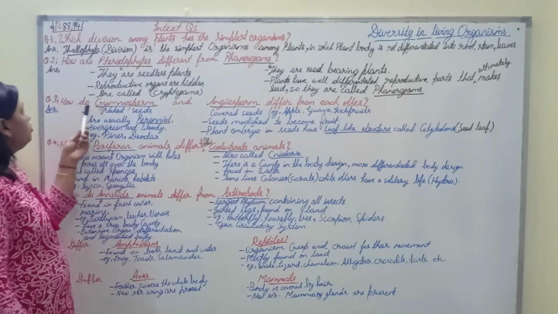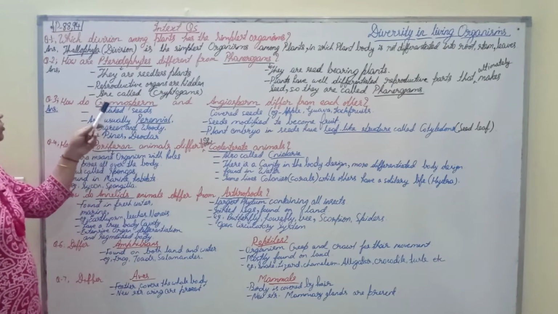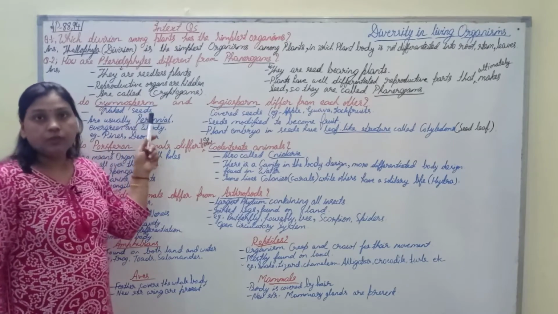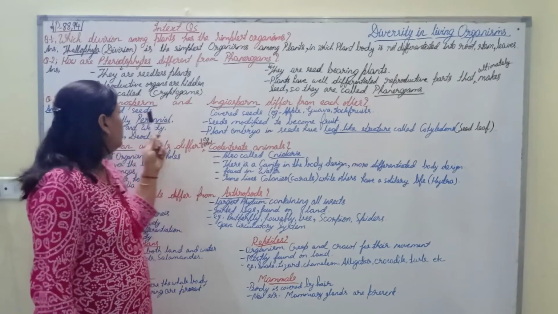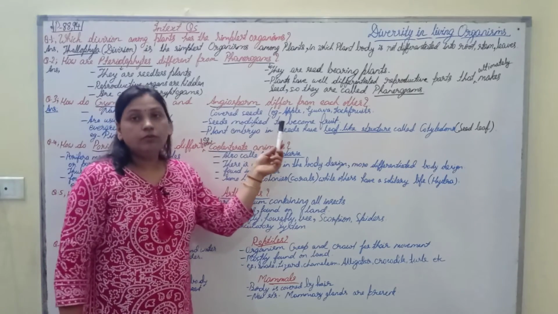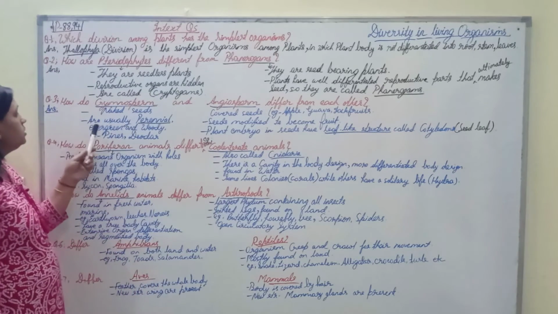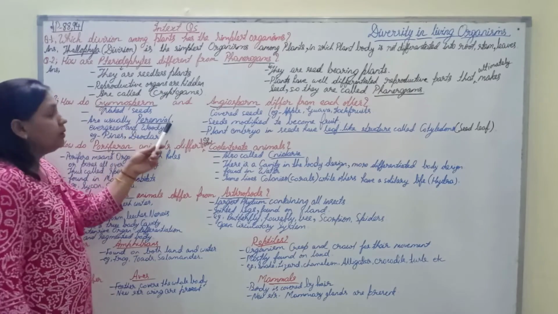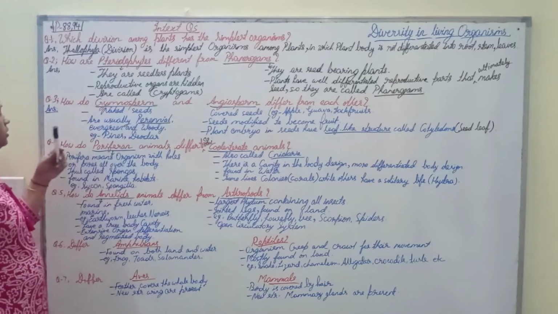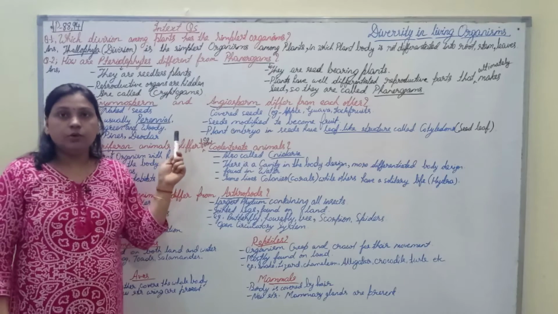Next question says, how do gymnosperms and angiosperms differ from each other? As the name suggests, gymno means naked and sperm means seeds. So the first difference is gymnosperms have naked seeds, while angiosperms contain covered seeds. Another feature is they are usually perennial. Perennial means they are long lasting plants, that means the lifespan is for a long time.